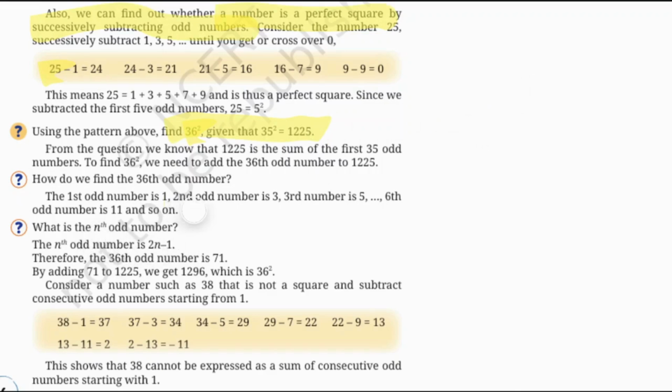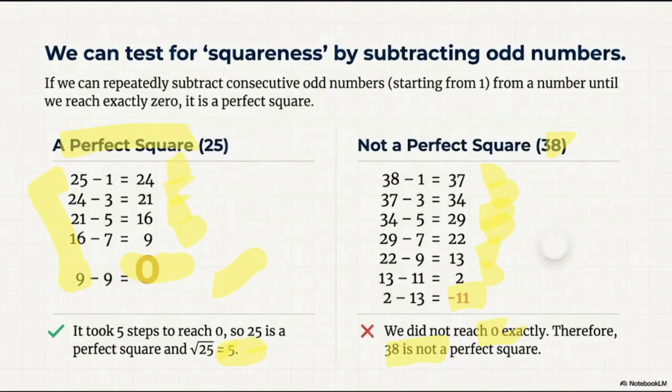So now how can we find a particular odd number? For example, I need to calculate the nth odd number. For the nth odd number, the formula is 2n minus 1. You have to just remember this formula. Therefore, if you put n equal to 36, you will get 71. So by adding 71 to 1225, because it is 35 square, we'll get 1296, which is the square of 36. Okay. For 38, we have just now checked whether it is a perfect square or not. It's not a perfect square.